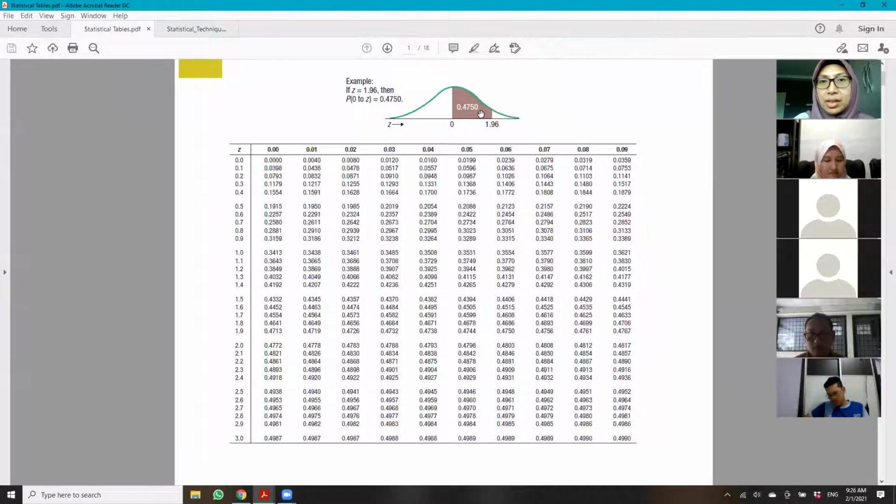So to get this area, it is half. Why half? This is half, right? Half minus this chocolate area. Then you will get your answer. Just subtract. 0.5 minus 0.475. That is the answer. The other side, the complement. Okay, this one is probability.